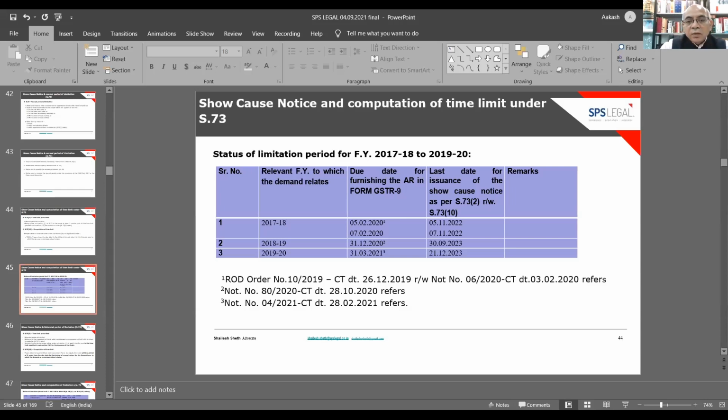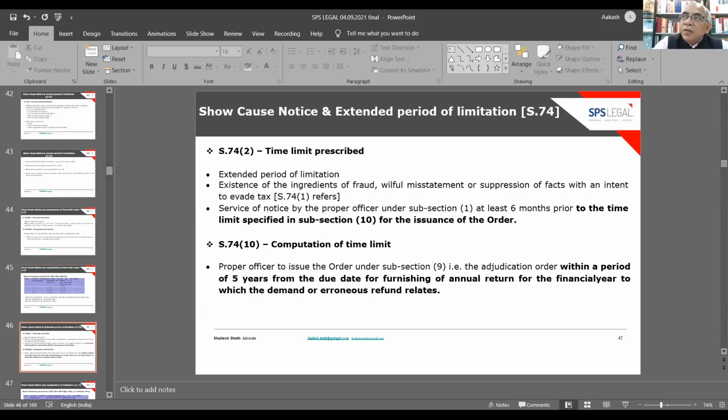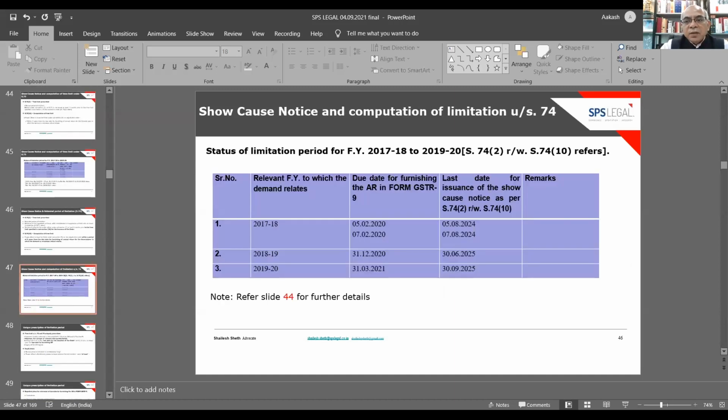Now, what is the period under the extended period of limitation? If any of the elements like fraud or willful misstatement or suppression of facts with intent to evade tax, or taking the wrong ITC or wrongly utilizing the ITC, is present, in that case the proper officer should serve the notice at least 6 months prior to the time limit specified under subsection 10. And 74(10) speaks about the passing of the adjudication order within a period of 5 years from the due date for furnishing of the annual return. So what will be the time limit if there is suppression or evasion? We call it evasion cases. In case of evasion, the time limit under 74 will be, for 17-18, August 24. For 18-19, it will be June 25. And for 19-20, it will be September 25.